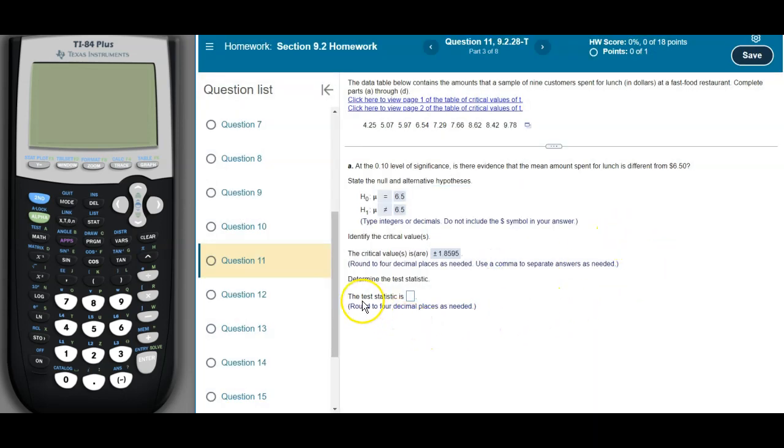Now he's asking us for the test statistic. For this purpose, I'm going to use the TI-84 because I think it's easier. They are only numbers, so let's plug them in. How can we use it for the t-test? Let's start. First of all, you're going to go to stat, edit, and enter your data in the first column. So you're going to enter 4.25, enter, 5.07, enter, and so forth.